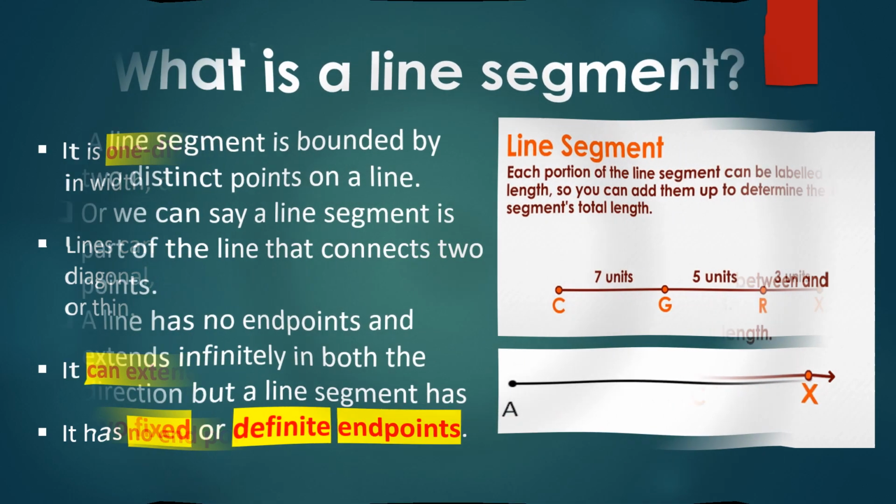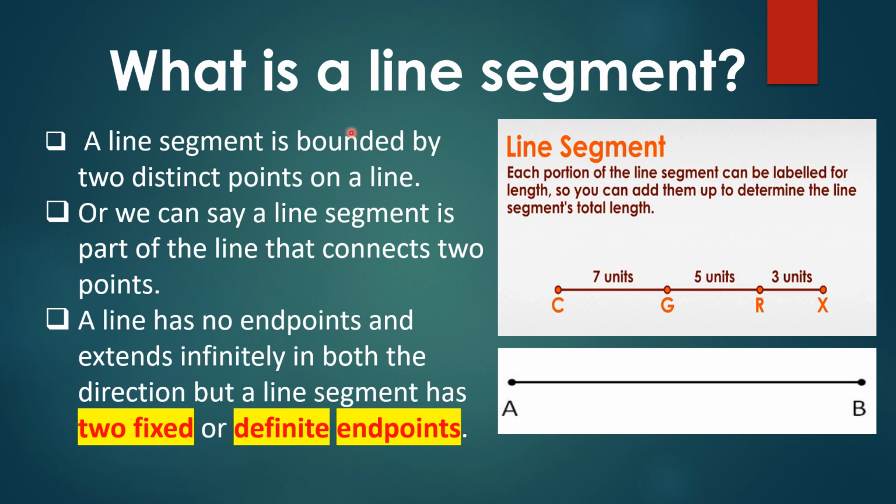Now, what is a line segment? A line segment is bounded by two distinct points on a line. So we can say it is a part of a line but with two distinct endpoints. Or we can say a line segment is a part of a line that connects two points. So here we have CG as a line segment, then we have GR, another line segment of 5 units, then we have RX, which is another line segment of 3 units. Now, a line has no endpoints, but a line segment has two endpoints, or we can say it has two fixed or definite endpoints.